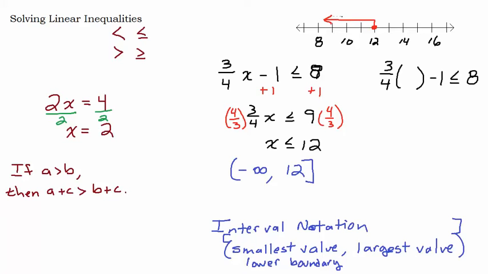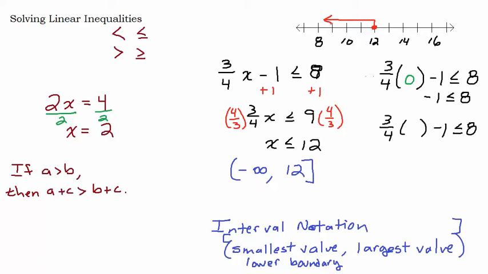Okay, so let's pick some number less than 12. I'm going to pick an easy one. I'm going to pick 0. Let's say I let x be 0. Okay, 0 is certainly less than or equal to 12. Well, what do I get? 3/4 times 0 is 0, minus 1 is negative 1. I come up with this statement, negative 1 is less than 8. That's true. Okay, so 0 is a solution. We could pick any number less than 12, and it should make this statement true. That's what makes it a solution to the inequality.